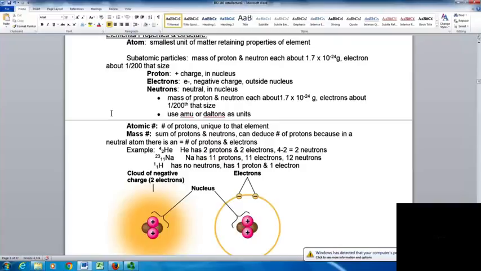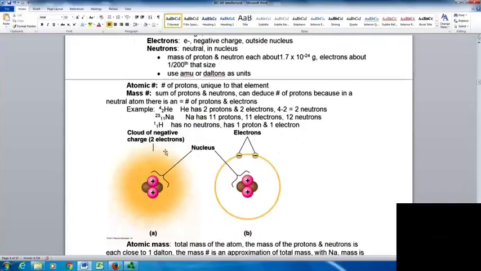So your atomic number is going to tell you the number of protons that are in that element. That number is unique to that element. Your mass number is going to be the mass. It's going to be the sum of the protons and the neutrons. You can actually deduce the number of neutrons because in a neutral atom you're going to have an equal number of protons and electrons.